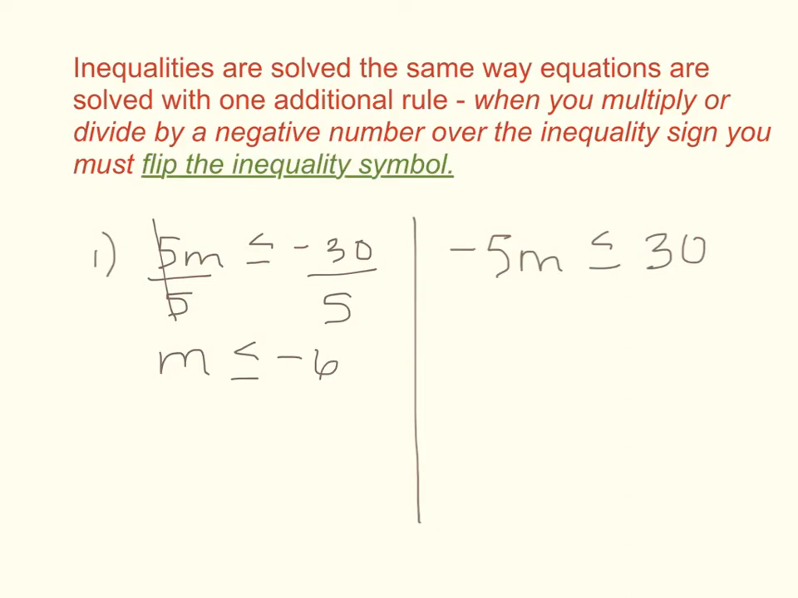Now let's look at this problem over here. In this case, I need to get the m by itself again, but what I'm moving is a negative 5. Now that's negative 5 times m, once again my inverse property, meaning to divide. I'm going to divide by a negative 5. Now what actually did the moving in this case happen to be a negative number. And because that number happened to be negative, I'm going to have to flip this sign, giving me m is greater than or equal to a negative 6.